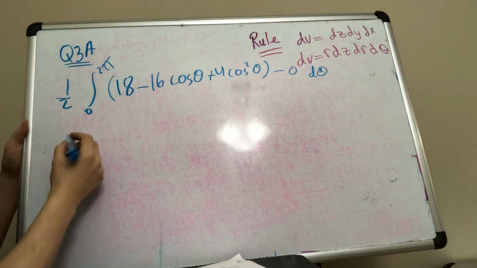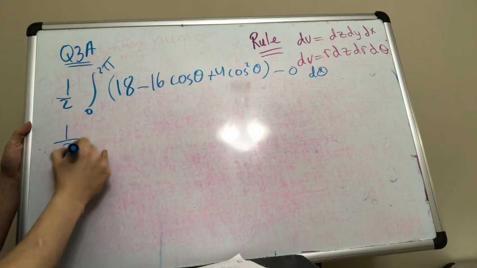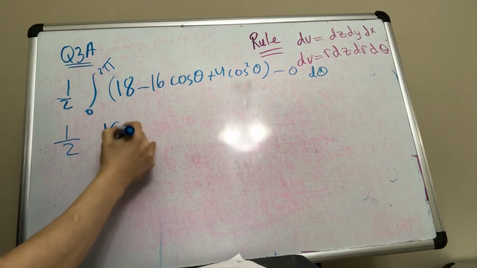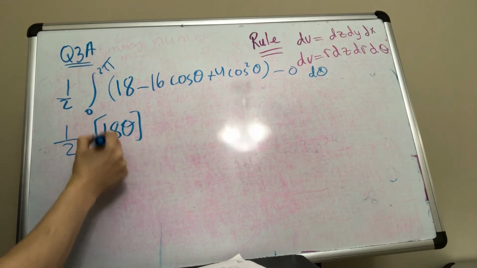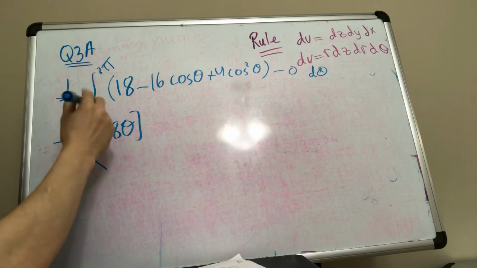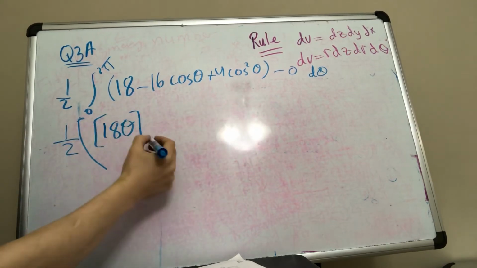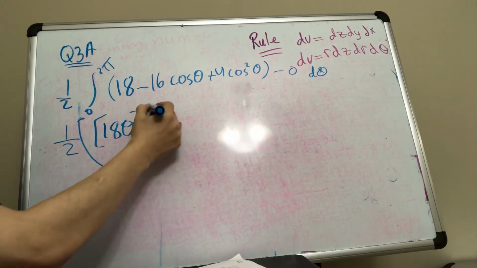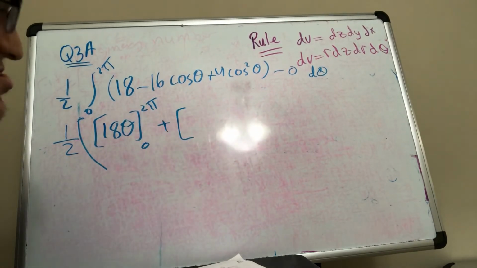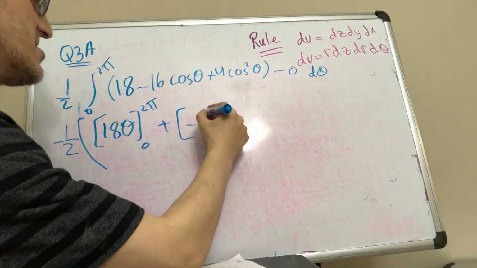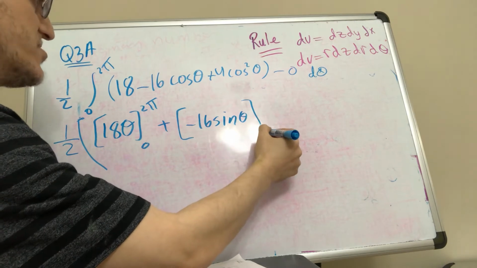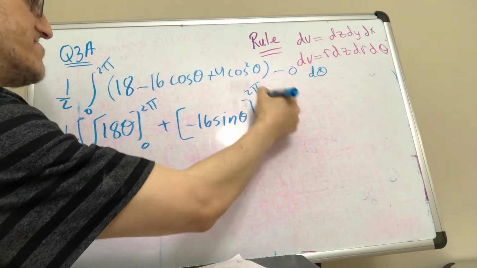Now when you integrate with respect to theta, for the first one, 18, it's a constant, so it becomes 18 theta. And just put big brackets because the half is times the whole thing, in between 0 to pi. Plus, integral of negative 16 cosine theta would be negative 16 sine theta. And you also put the two limits 0 and 2 pi.